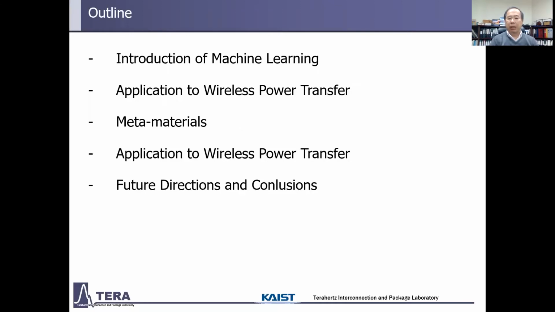This slide shows the outline of my presentation today. I will start with introduction of machine learning. In this section, I will give you the basic concepts of machine learning and the future directions. And then I will give you examples to show that it is a very useful methodology for wireless power transfer system design. In the next session, I'd like to talk briefly about metamaterials. It is a kind of artificial material which is not present in the natural world. And then I'm gonna give you examples in the next sessions. Finally, I will give you future directions and conclusions.